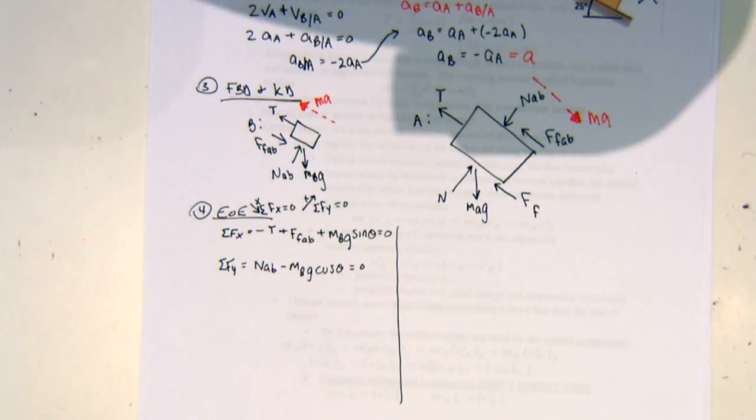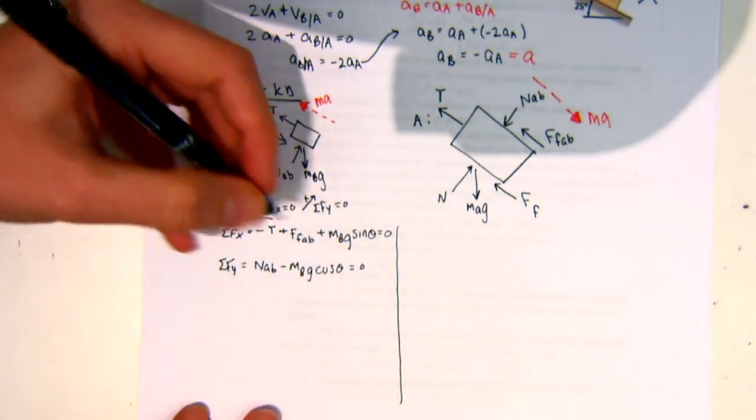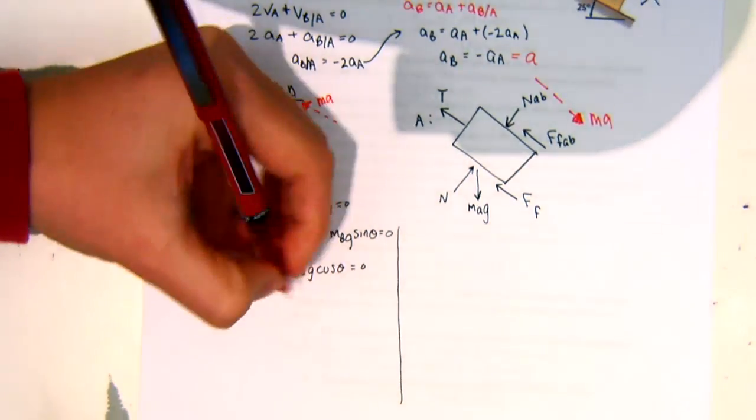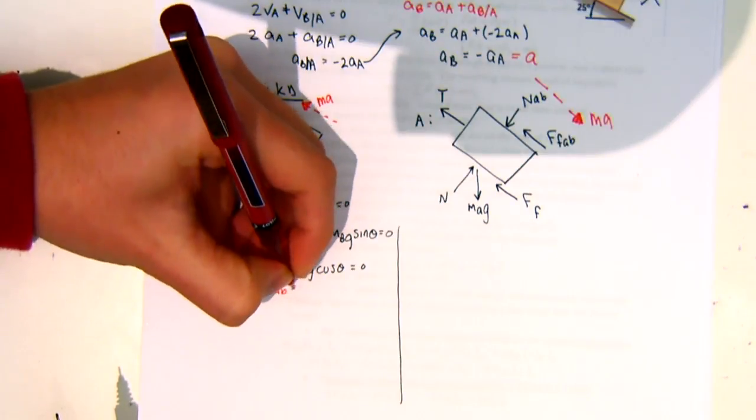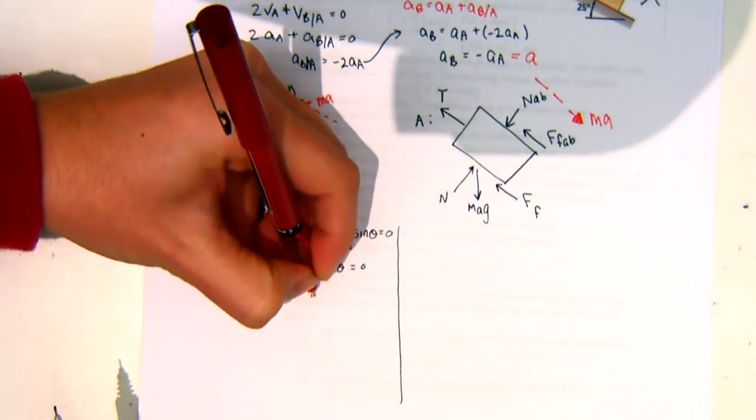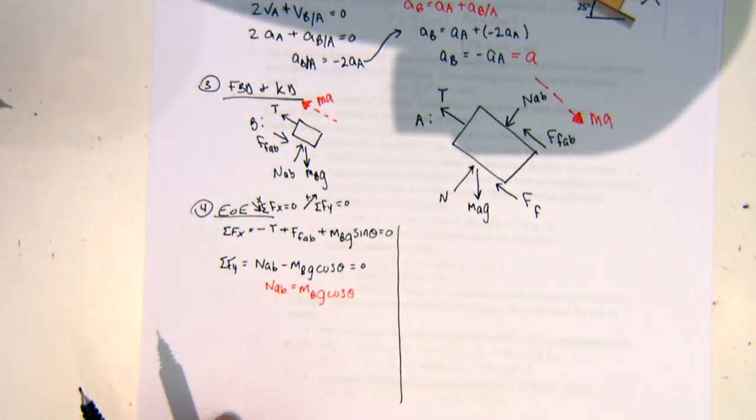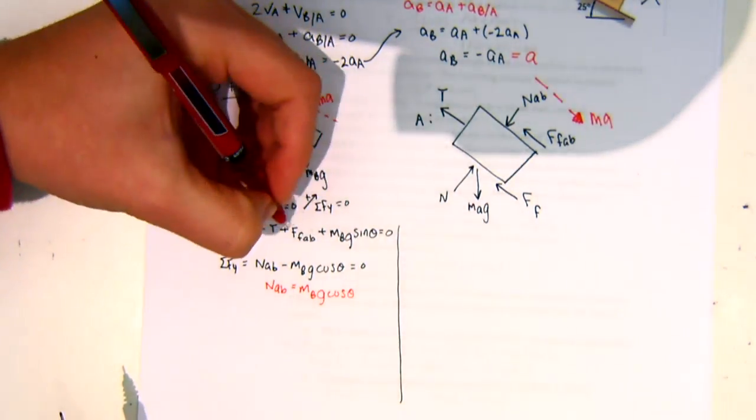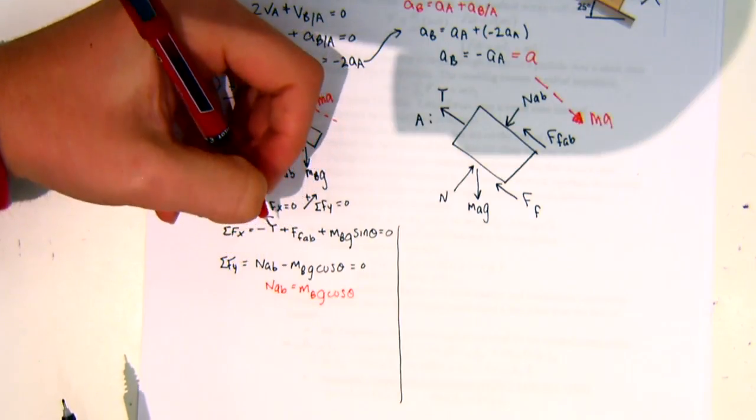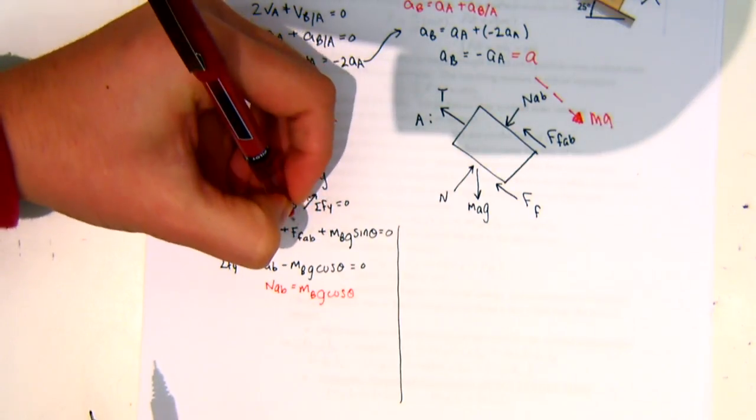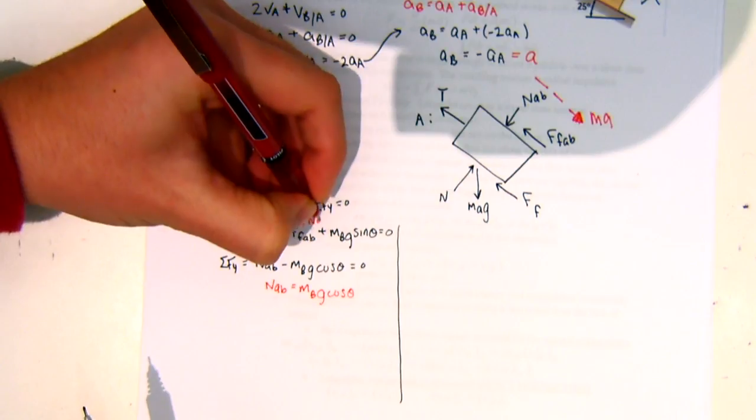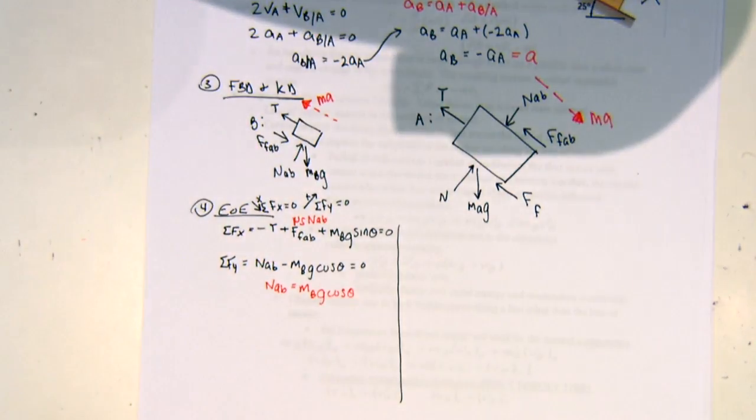Good? So from this I can say that NAB is equal to MBG cosine theta. I also know that FAB is equal to mu s times the normal AB. And so we'll plug that in a minute. So let's go ahead and look at block A too.